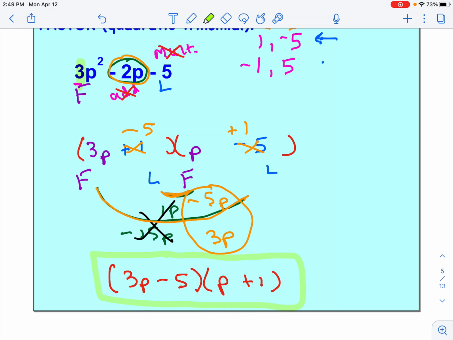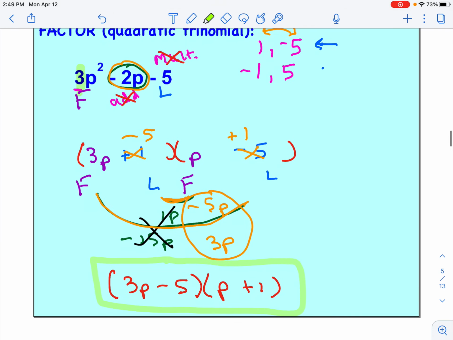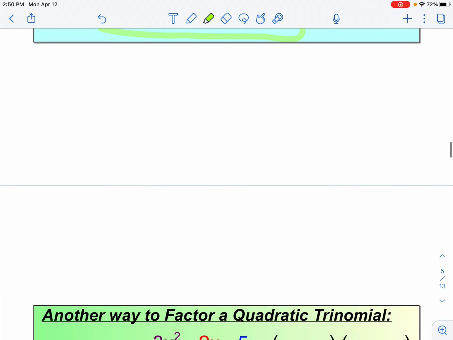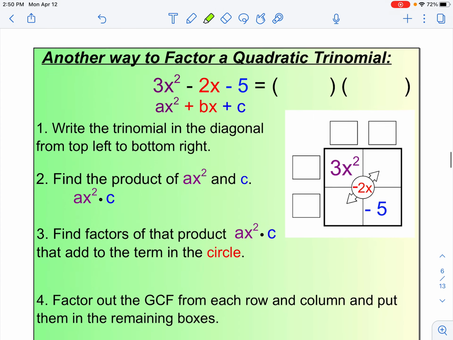And that process is called kind of guess and check. And that's not too bad when you have small numbers for your first and last terms. But as you get more combinations and as you have to keep trying to switch them, it becomes quite a bit of guessing and checking, which isn't bad, but it just takes some time. So there are other ways to factor.